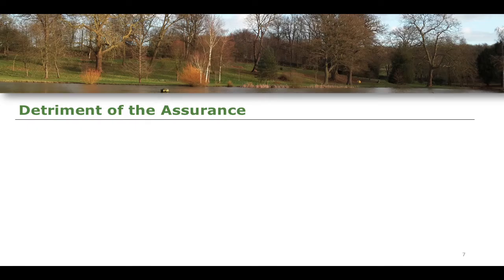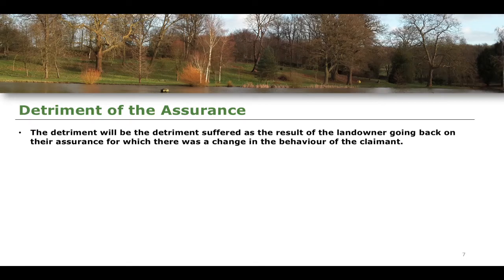And so we then get to the next stage. This stage obviously being this idea of there being a detriment of the assurance. The detriment will be the detriment suffered as the result of the landowner going back on their assurance for which there was a change of behaviour of the claimant. So if I basically make a promise as a landowner, I assure something, the claimant changes their behaviour as a result of this assurance, I then revoke my assurance, I then go back on that promise, and then therefore the claimant suffers as a result of which they go, well, I've changed my behaviour, I've done something to change how I'm acting in a way, assuming that this assurance is actually a bona fide in stone, if you will. It is a bona fide promise that I'm going to receive. If that is then detrimented, then there is, of course, a loss that is suffered by the claimant.